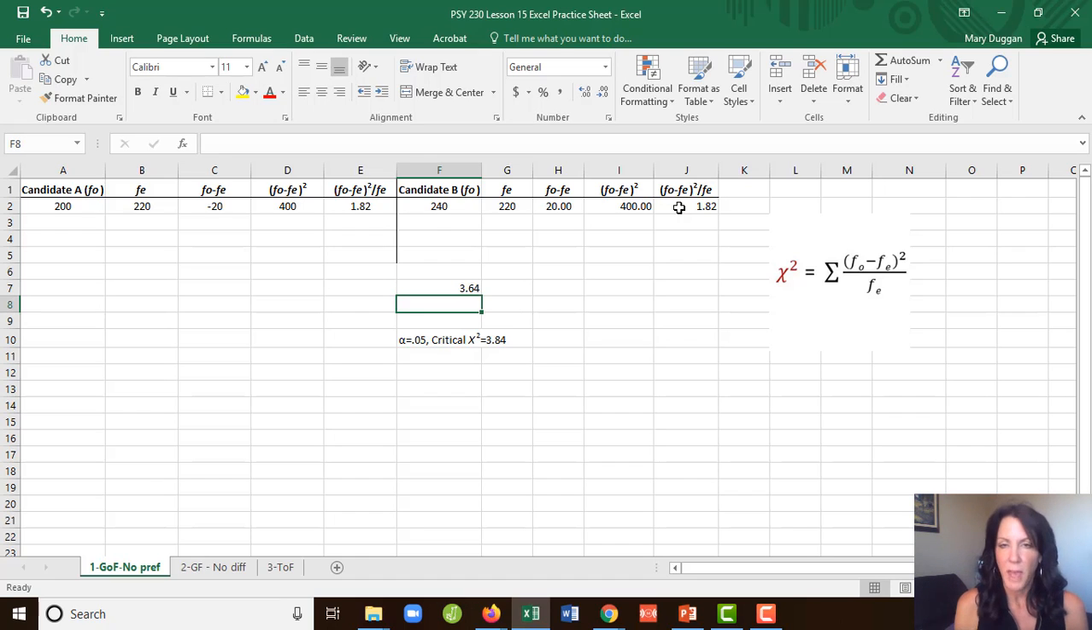Now, we haven't talked about how to find the critical value yet, so I've just provided it for you here, 3.84. So our chi-square of 3.64 is not greater than 3.84, so we fail to reject the null hypothesis. So what we're saying then is in the population, there really isn't a preference for the candidate, that any difference we're seeing right here between these 2 samples is just sampling error, because our chi-square didn't exceed the critical value. All right, let's keep going.